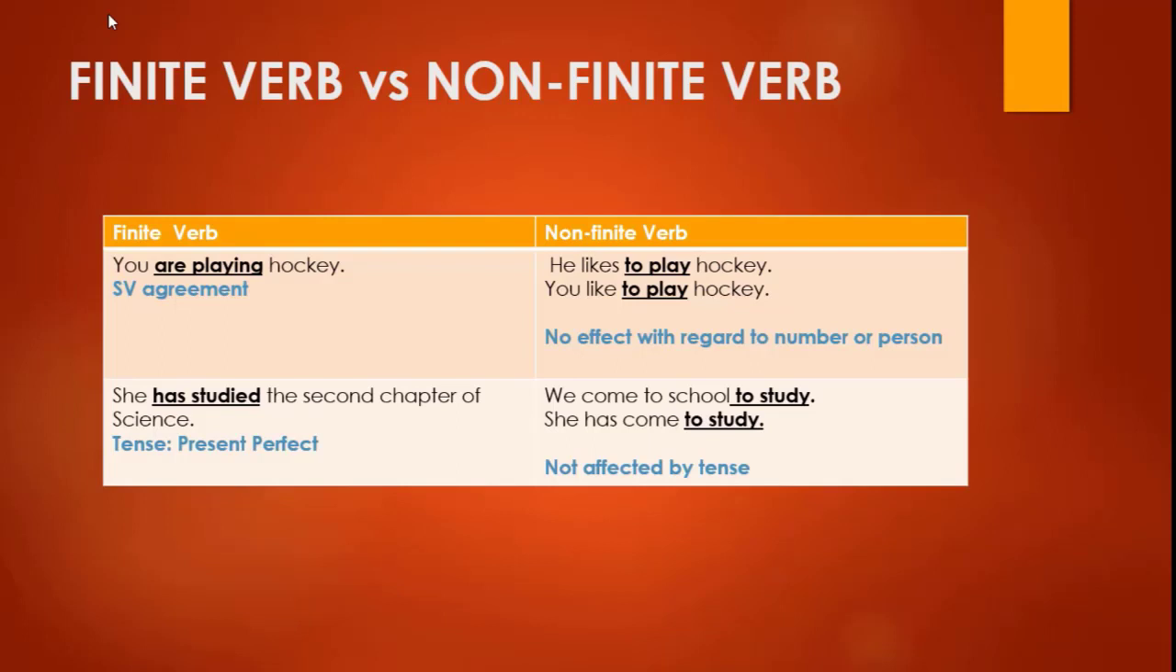Now we go to the second example of finite verbs. She has studied the second chapter of science. This sentence shows present perfect tense, whereas in non-finite verbs the example is we come to school to study. This sentence shows simple present tense, whereas sentence number 2 shows present perfect tense. She has come to study. But we see that to study is not affected by the tense.